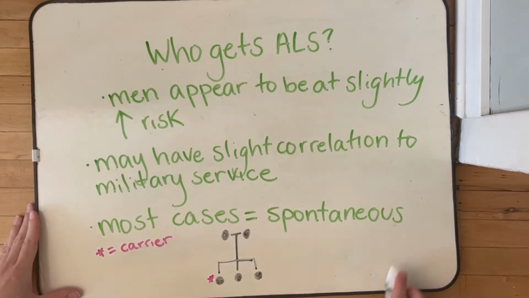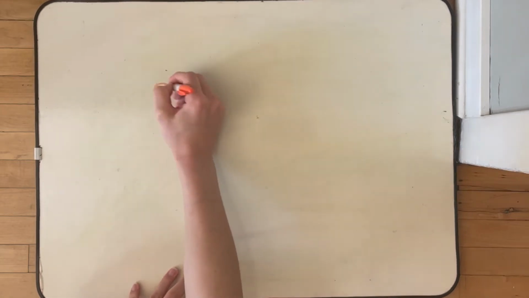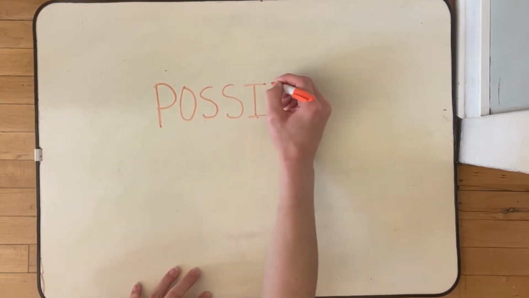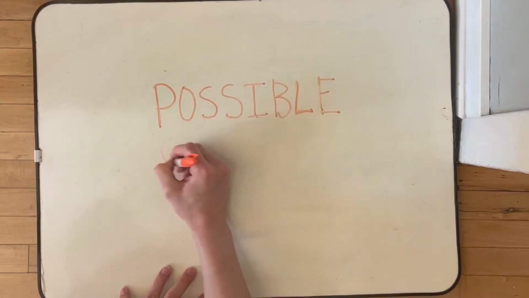Scientists are still very unsure of why certain people do end up getting ALS and certain people do not. So in order to try to understand this a little bit better, we're going to be looking at some possible genetic causes for ALS.